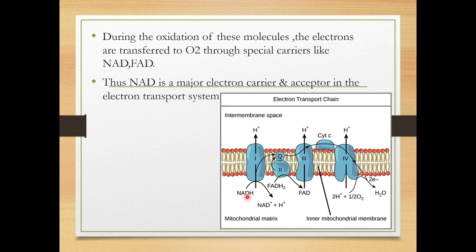From the NADH or FADH, the electrons are transferred through special carriers like coenzyme Q, cytochrome C, and finally to the oxygen molecule, and it forms what? Water. So NADH and FADH have an important role. They act as electron carriers in the electron transport chain. Thus NAD is a major electron carrier and acceptor in the electron transport system.